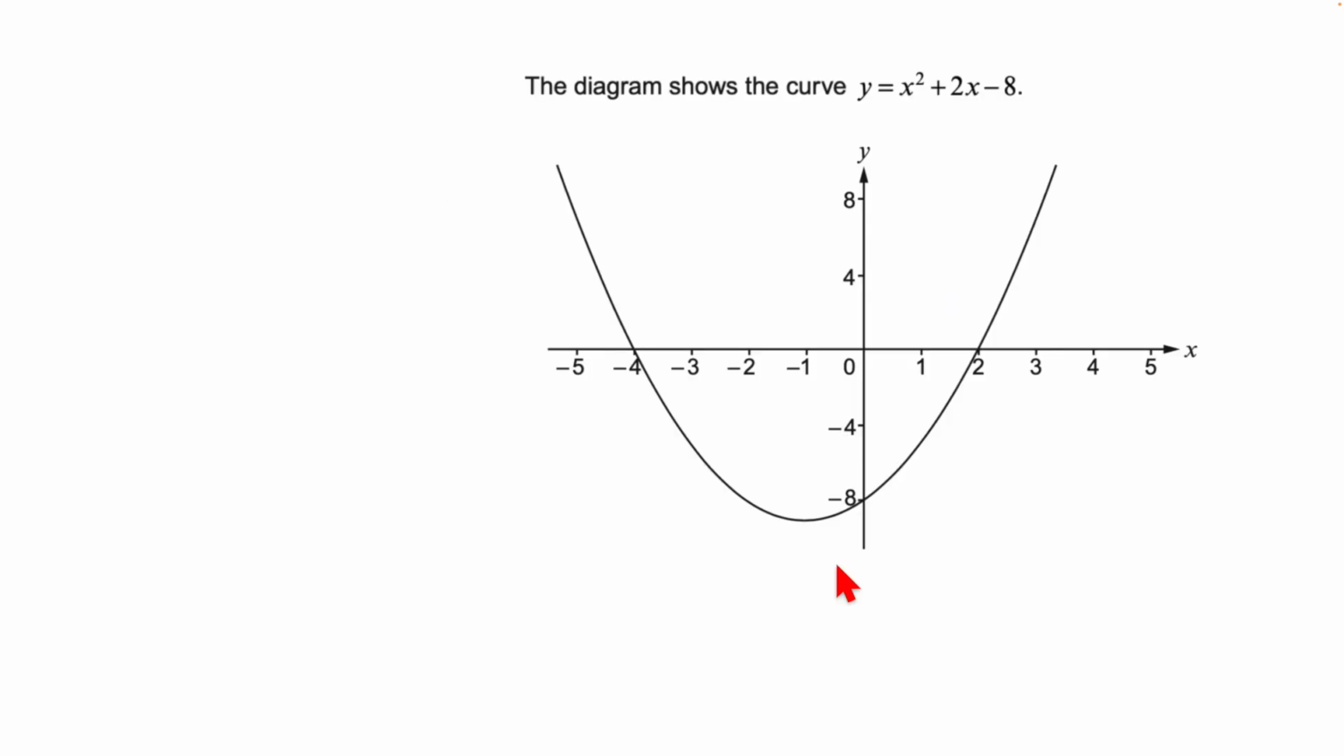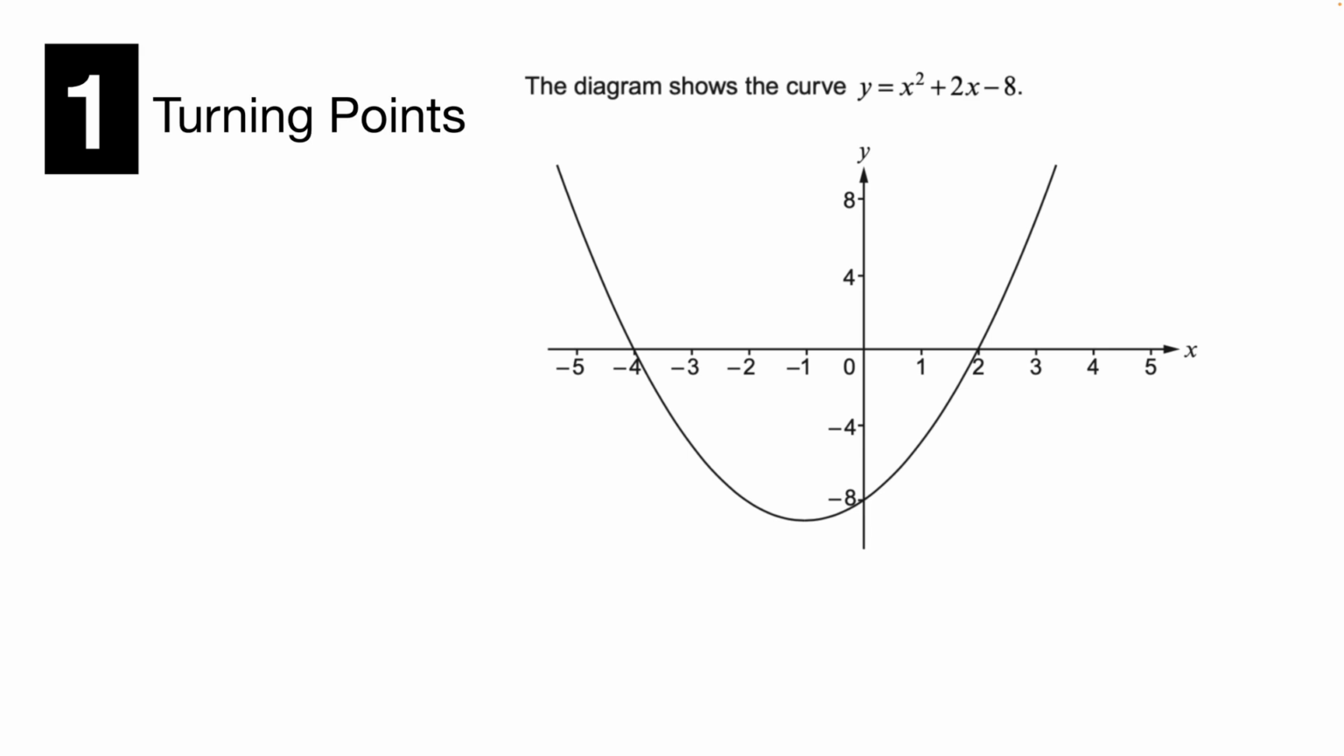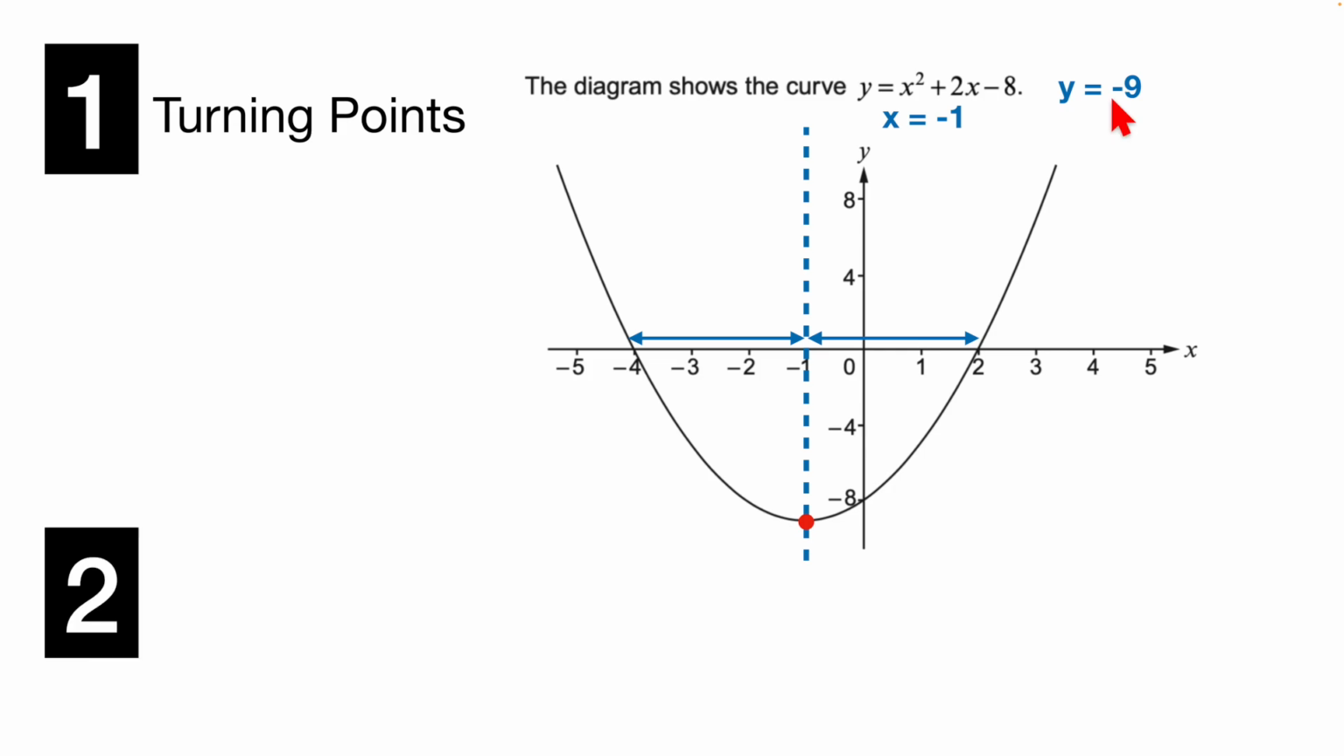So, a quick recap of what is going on. Turning points. Bit of symmetry. There's the turning point. Put your line down the middle. You know what the value is. x is equal to minus 1. Then take your x equal to minus 1 and put it into the equation, and you will find y is equal to minus 9. That's turning points.